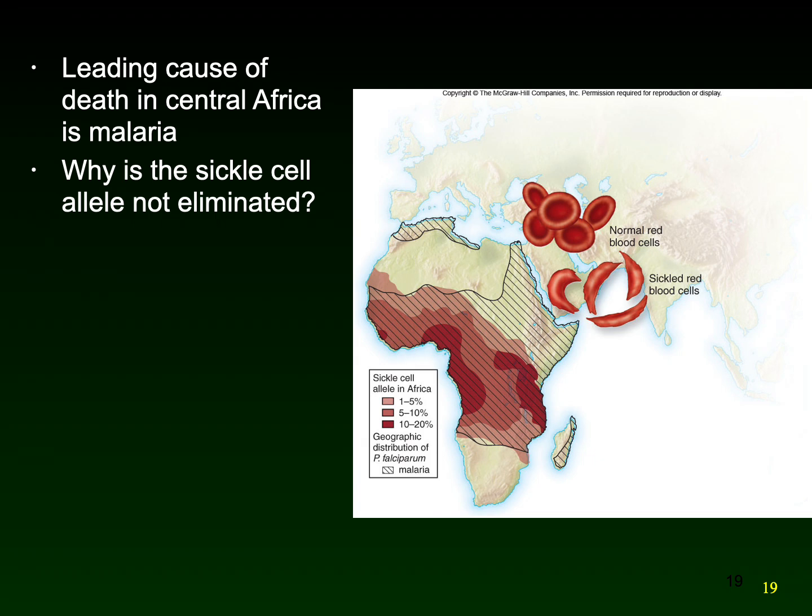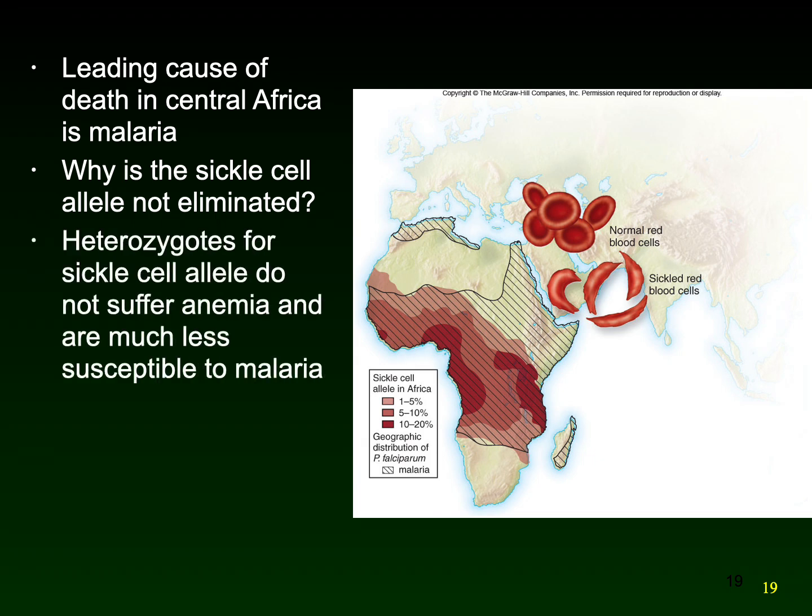And in Central Africa, there's also a genetic disease called sickle cell anemia. Sickle cell anemia is a genetic disease that causes red blood cells to become sickle shaped and not last as long. And it's fatal if a person has two alleles for it. But if you're heterozygous for the sickle cell allele, it's not as bad. Heterozygotes do not suffer much from anemia, and they are much less susceptible to malaria.